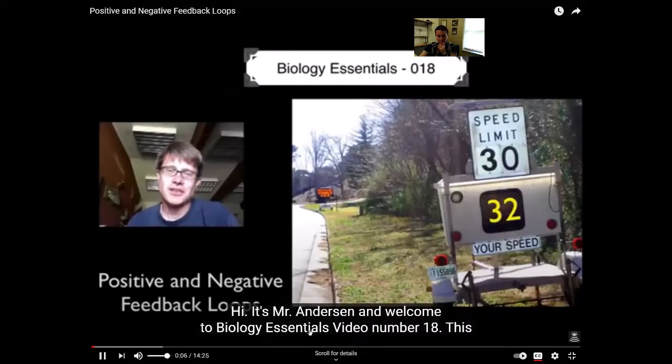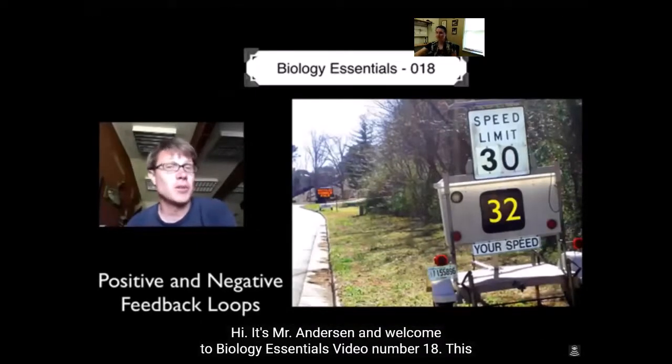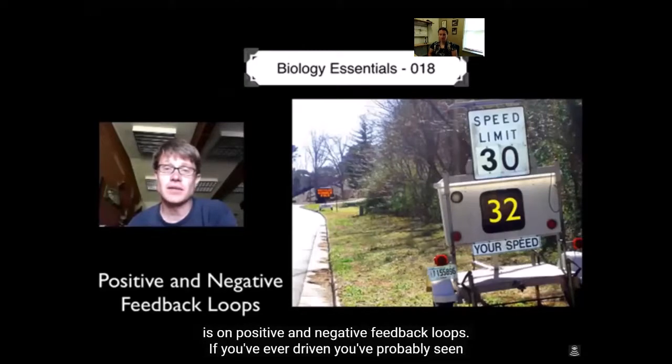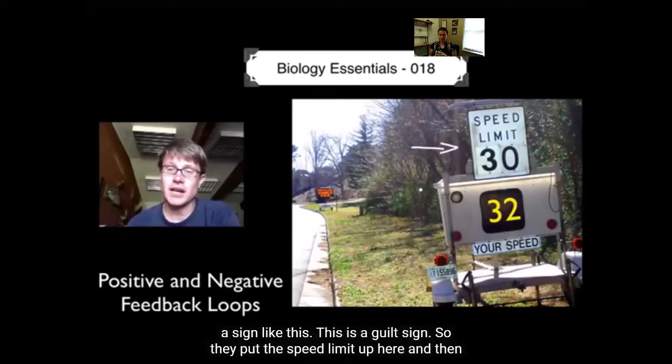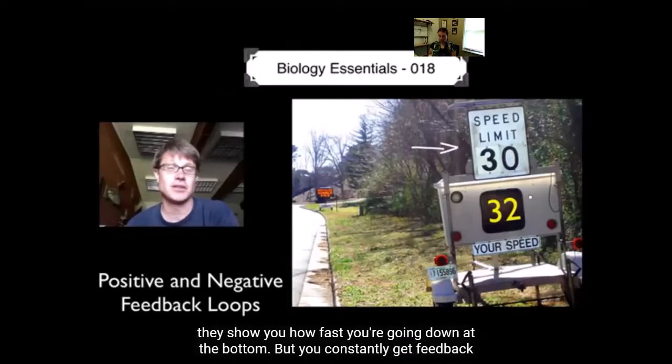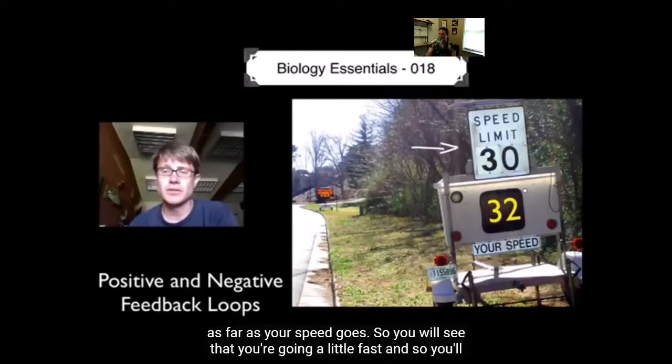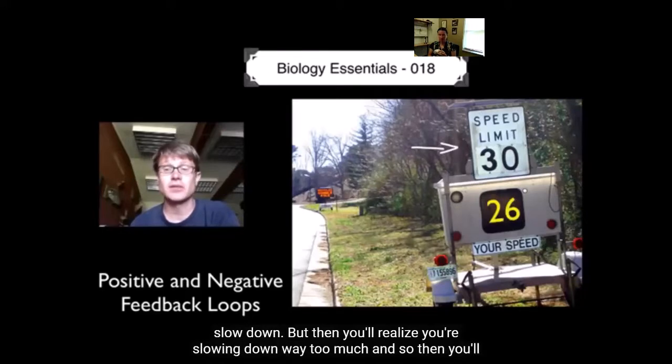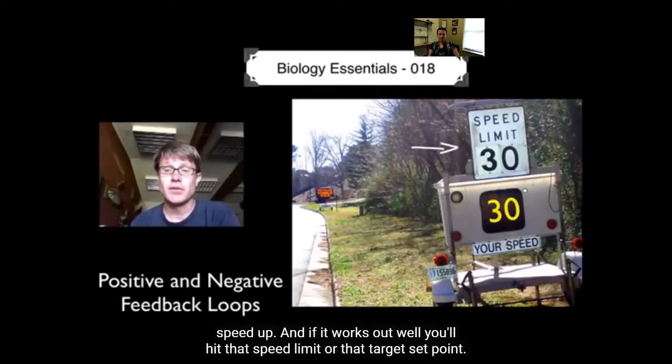Hi, it's Mr. Anderson, and welcome to Biology Essentials video number 18. This is on positive and negative feedback loops. If you've ever driven, you've probably seen a sign like this. This is a speed sign. So they put the speed limit up here, and then they show how fast you're going down at the bottom. But you constantly get feedback as far as your speed goes. So you will see that you're going a little fast, and so you'll slow down. But then you'll realize you're slowing down way too much, and so then you'll speed up. And if it works out well, you'll hit that speed limit. Or that target set point.